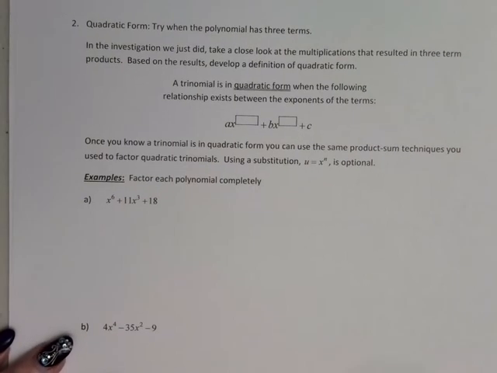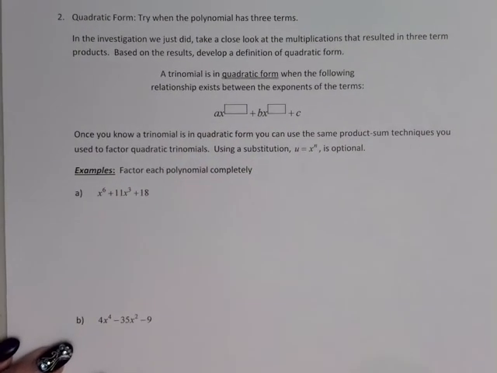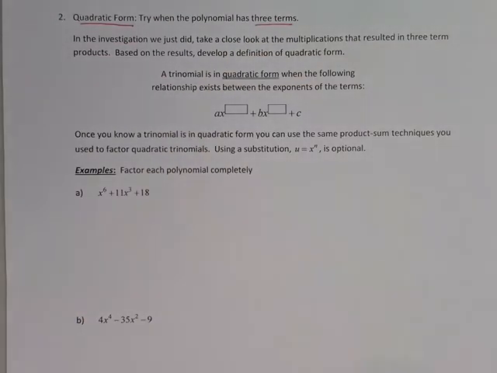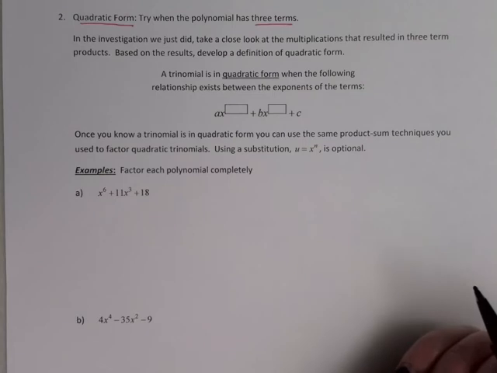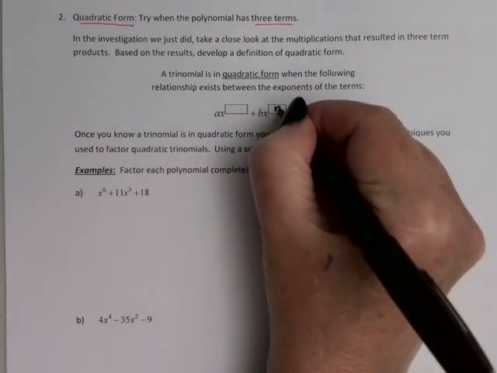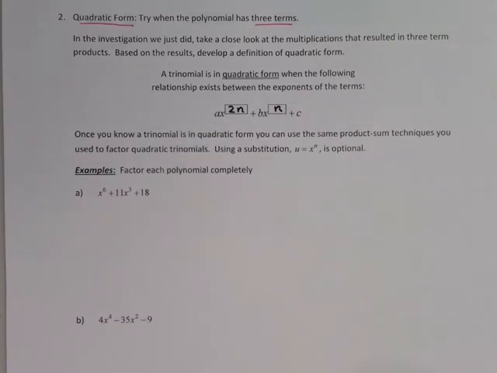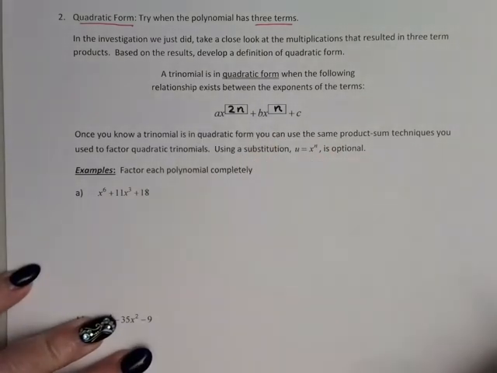All right, our second technique for higher order polynomials is looking at polynomials that are of what we call quadratic form. Typically we'll try this when our polynomial has 3 terms. A polynomial is in quadratic form when whatever power is on the middle term, you have exactly double that power on the first term. When that happens, we can typically factor our polynomial using the same product sum techniques that we studied in Unit 1.